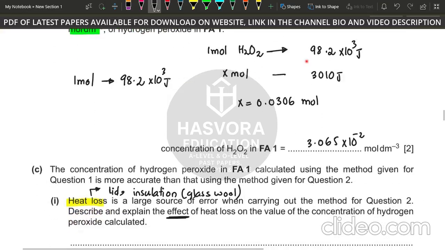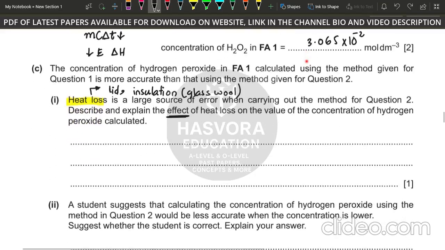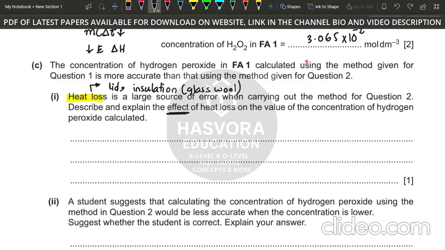Because of the heat loss, there will be less temperature change, and in the formula mcΔT, there will be less ΔT. This means we will have less energy, or you can say less enthalpy change, and because of the less enthalpy change, we will get a smaller number of moles. For example, if I have 3010 joules here, but because of a lower temperature change the value gives me 2800, it will be a smaller number of moles. So this is going to affect the concentration by reducing the number of moles.